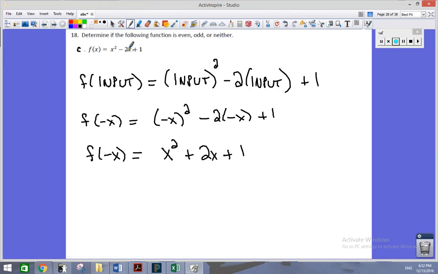That's not equal. The middle terms are opposite in sign, so this is not equal to the original, so it's not even. This is not an even function.